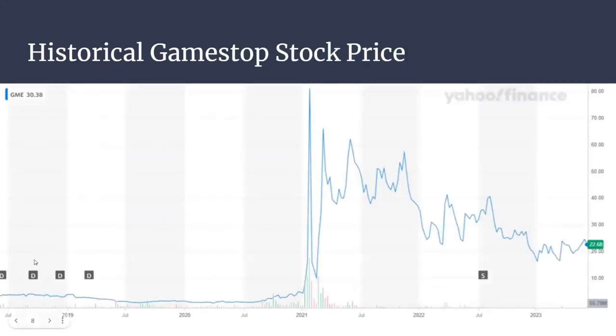So let's look at our historical GameStop price. You'll see the big jump that occurred around here. That is going from about $4 to over $300. And then, of course, such an anomaly can only last for so long. So then you see the decline happening later.